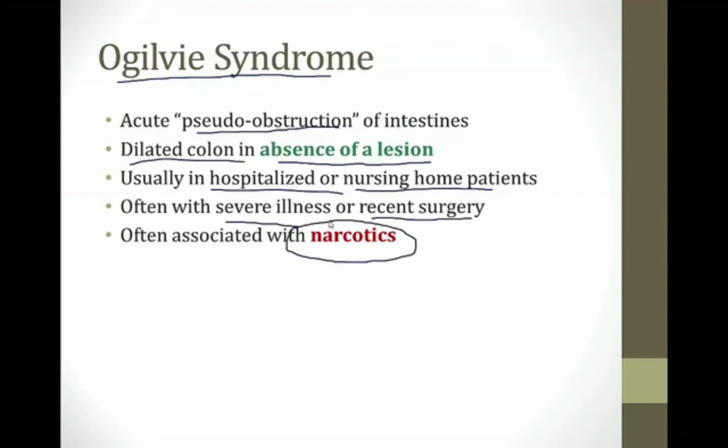The way I've always thought about this is the patient is so sedentary that their bowel has also become sedentary, and that results in Ogilvie syndrome. Unfortunately, sometimes these patients are highly symptomatic and they go to the OR for exploratory laparotomy, and in the operating room you find out that there is no lesion, and in fact what they had was an Ogilvie syndrome.